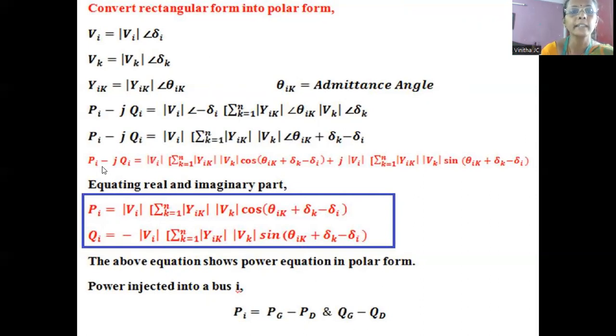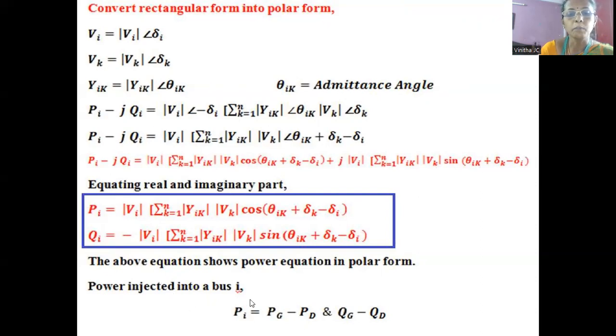Therefore, from this we can write the entire expression for Pi minus j into Qi equal to modulus of Vi sigma k equal to 1 to n Yik Vk cos of theta ik plus delta k minus delta i, plus j into modulus of Vi sigma k equal to 1 to n Yik Vk into sin of theta ik plus delta k minus delta i. So these are all the basic expressions. Now, if we equate the real part and the imaginary part in the previous expression, we can calculate the real power Pi and the reactive power Qi.